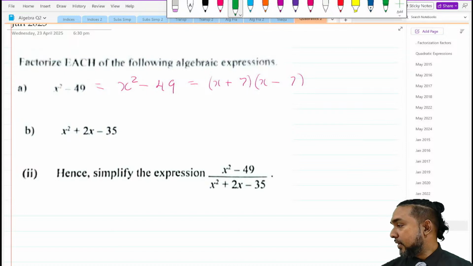Right. What level is this? C-Sec. This is O level, so C-Sec or GCSE.